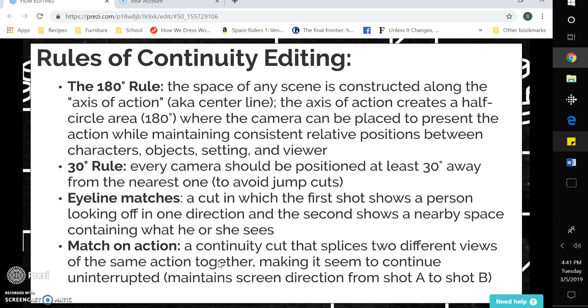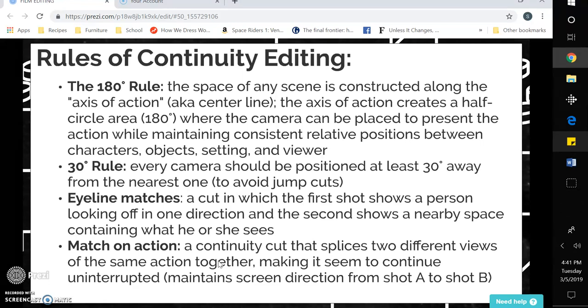Typically, if we're sticking with continuity editing, we don't want to break this 180-degree rule. We want it to seem as if the characters are in the same position relative to one another and to us, that if there's action on the screen, it's moving in the same direction relative to us. By maintaining that 180-degree rule, we make sure that that happens.